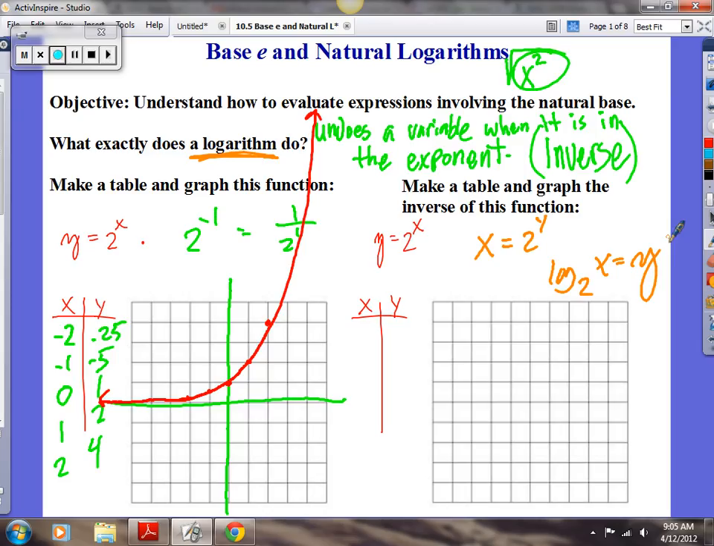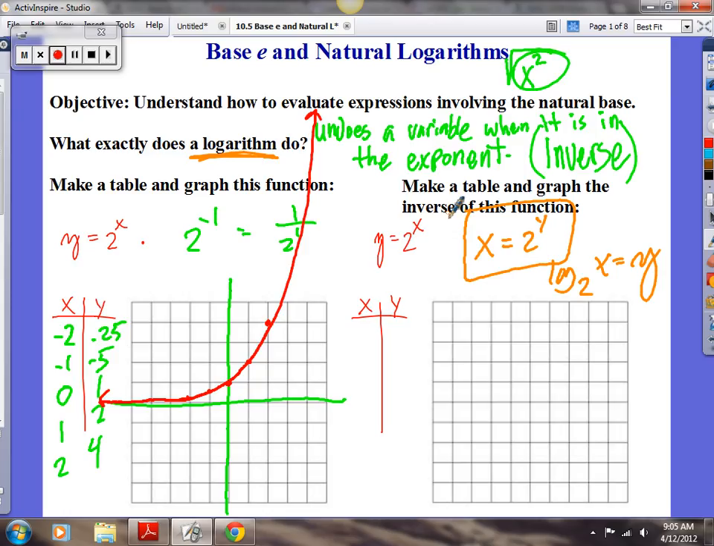These two things are opposite. They're inverse. All you do to find the inverse is switch your x and your y, and then you solve for y. Okay, let's make a table. Here we go. Ty, here's a problem. If I plug in something for x and then I do log base 2 of that, that's going to suck. So let's go back to this guy right here.